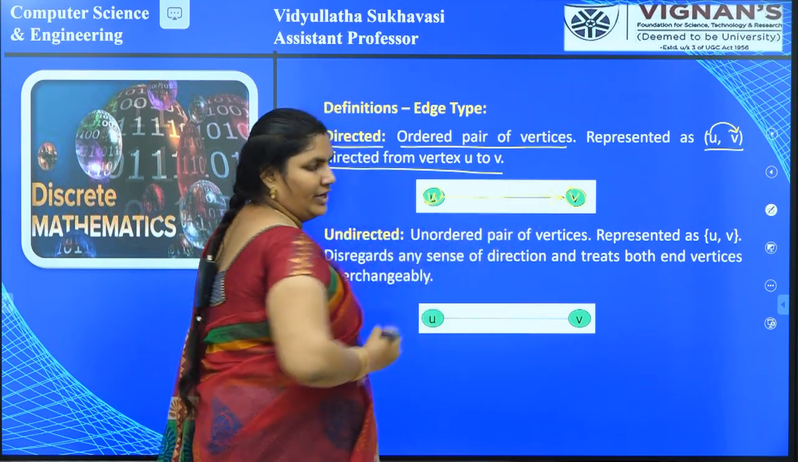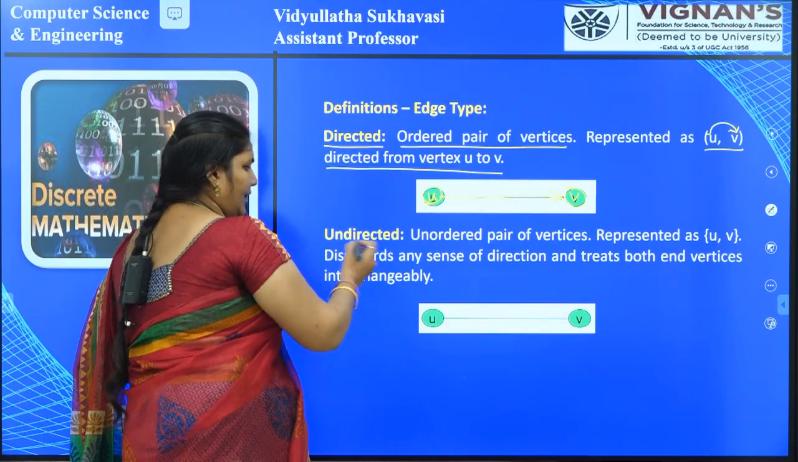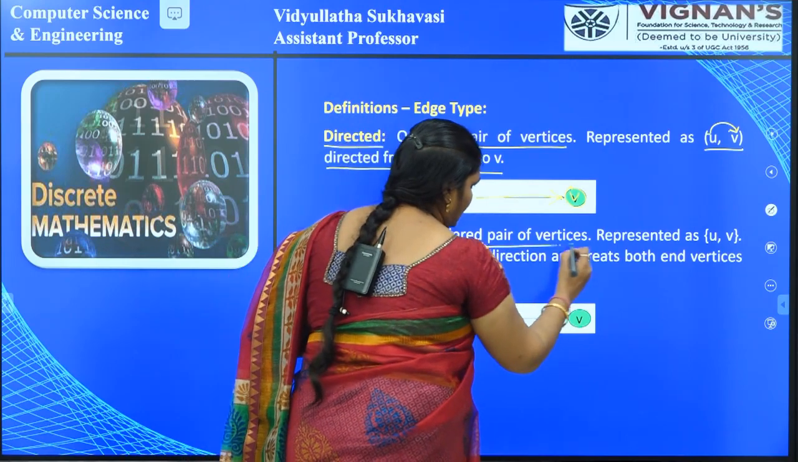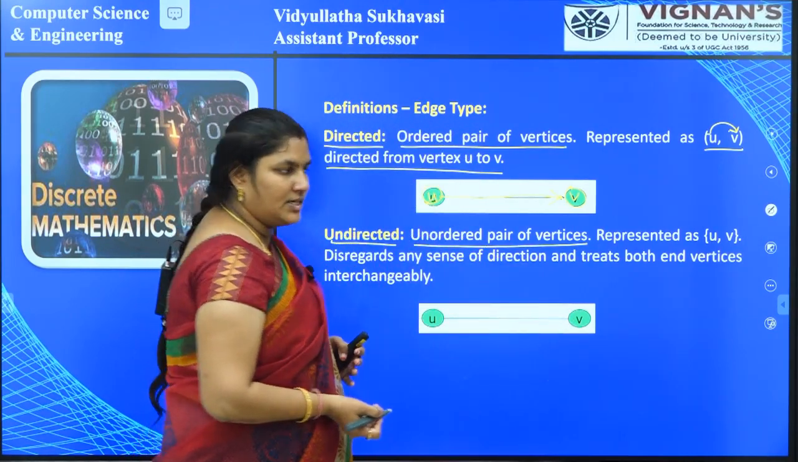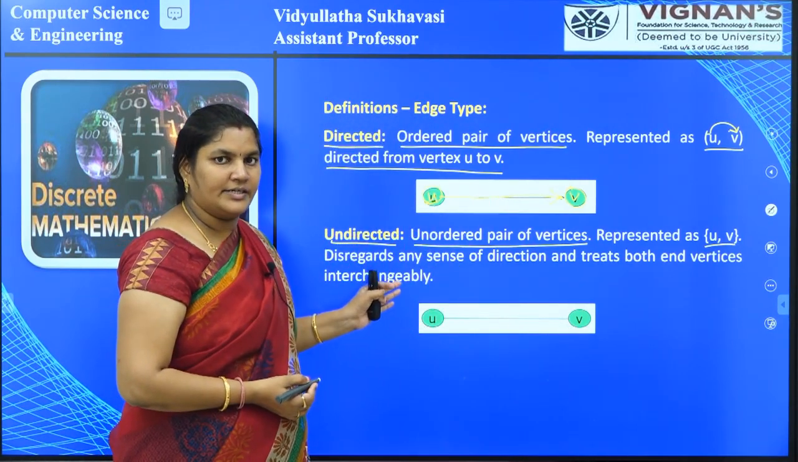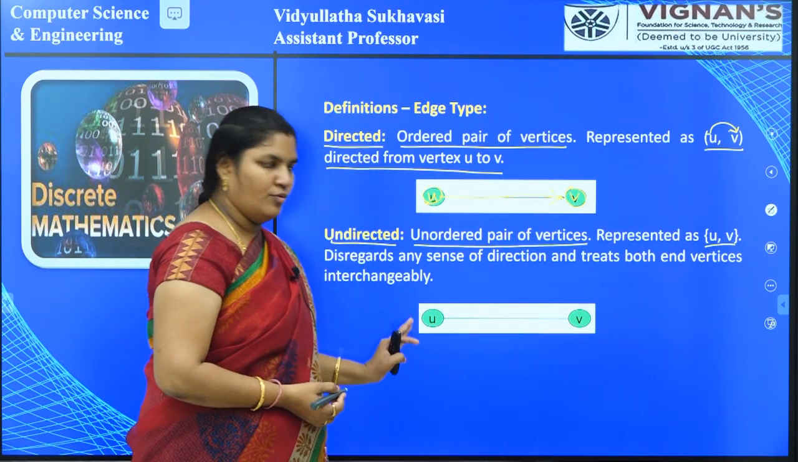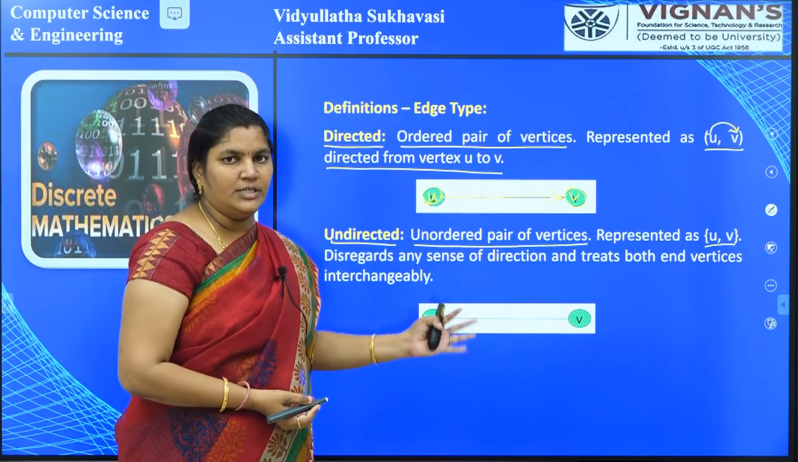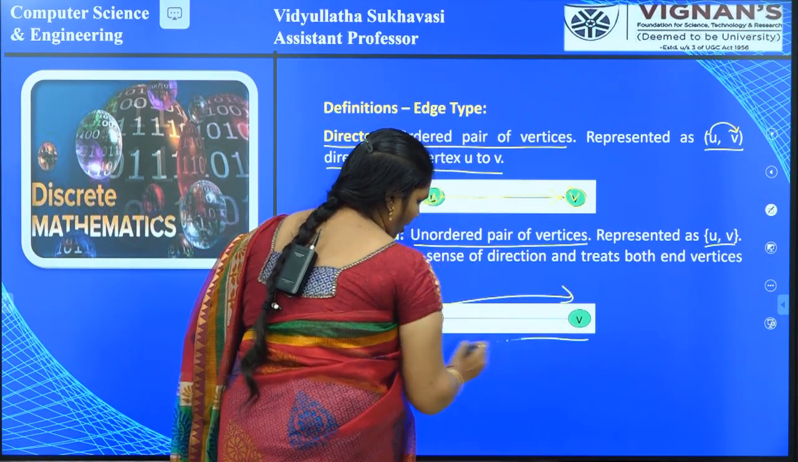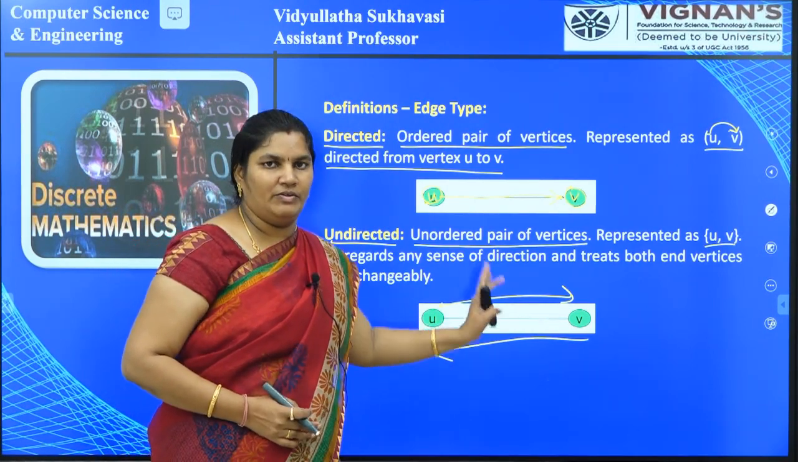From U we are moving to represent that. In the same way, in an undirected graph, those are having unordered pairs of vertices which are represented as U comma V. And here, how we are going to move in an undirected graph means we can move from U to V or from V to U. Why? Because we are not specifying any specific direction. So that's why we can move from U to V or from V to U. Since we are not specifying any direction, both ways we can move.